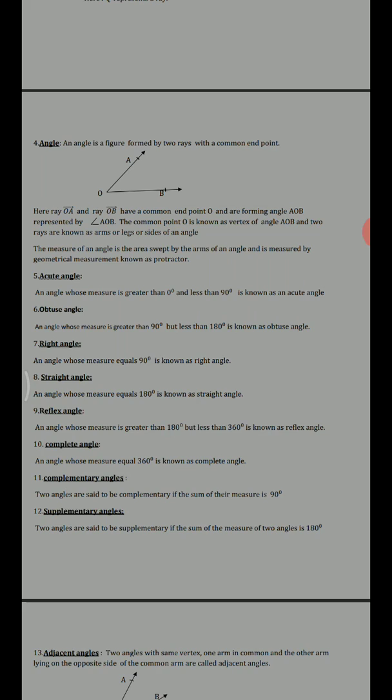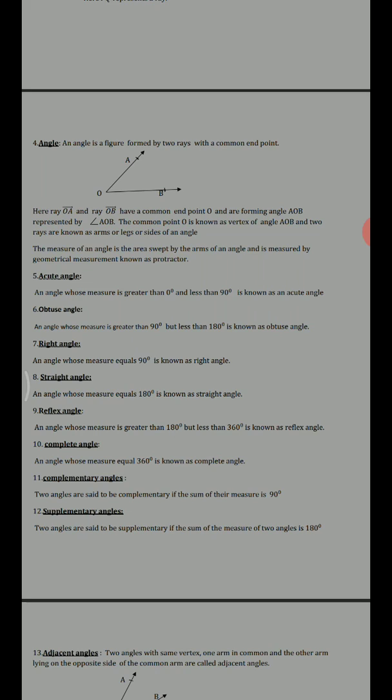Now number 5, acute angle. It is an angle whose measure is greater than 0 degree and less than 90 degree. We call it as acute angle. Number 6, obtuse angle. An angle whose measure is greater than 90 degree but less than 180 degree is known as obtuse angle.